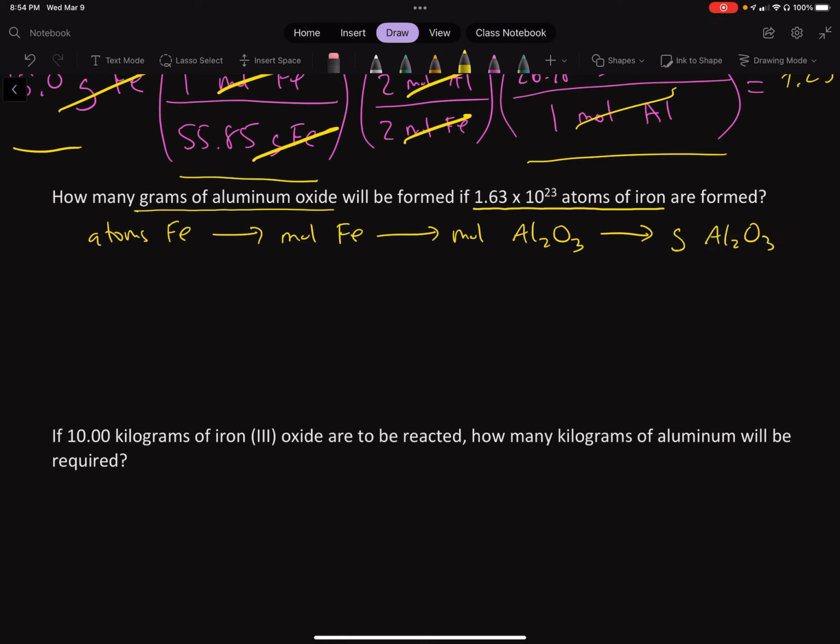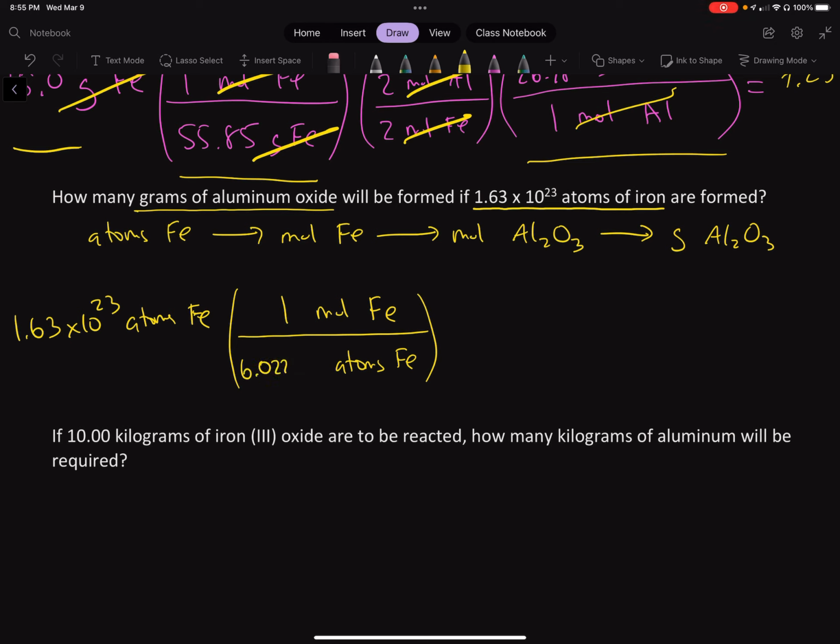They asked for grams. So starting off with 1.63 times 10 to the 23 atoms of iron. Now, to do this first conversion, we use Avogadro's number, which is how many atoms or molecules or things are in 1 mole. So we're basically converting from atoms of iron to moles of iron, and Avogadro's number is 6.022 times 10 to the 23rd. There's 6.022 times 10 to the 23rd things in 1 mole, atoms of iron in this case.